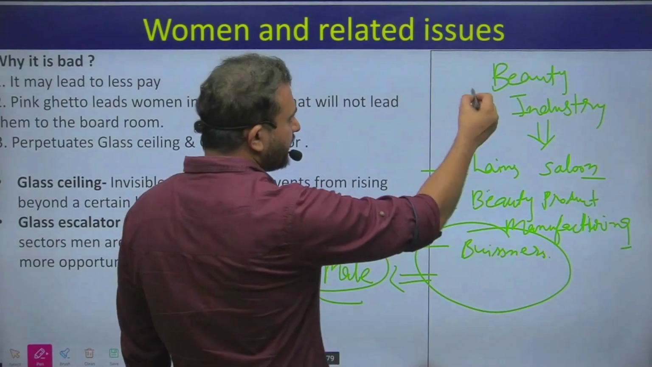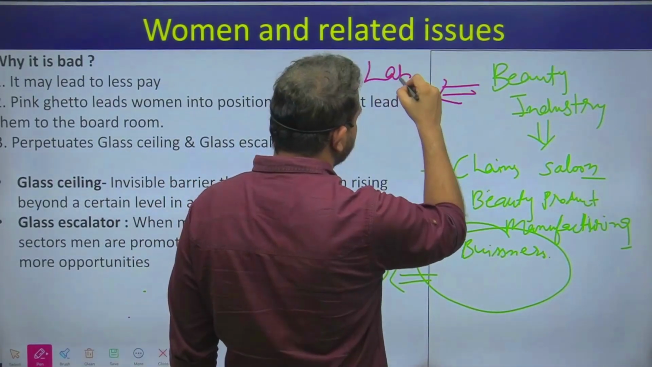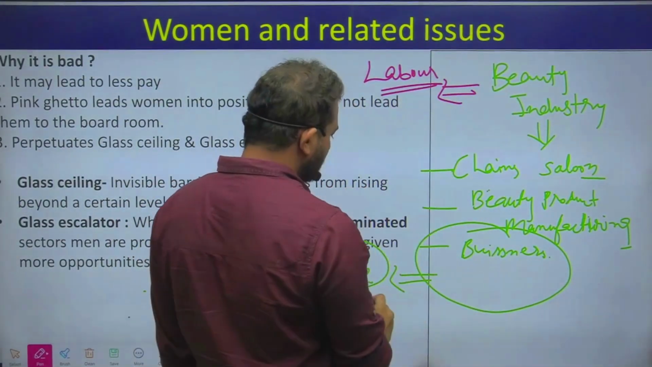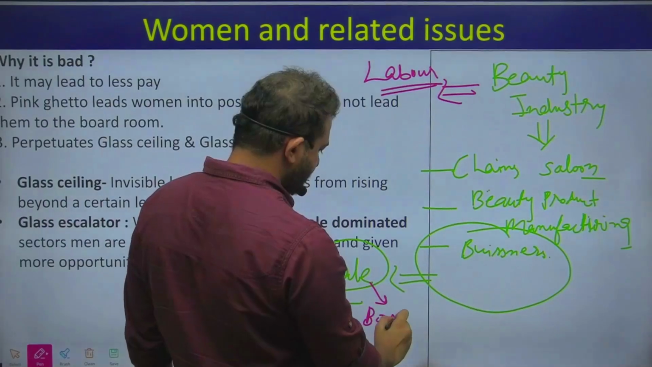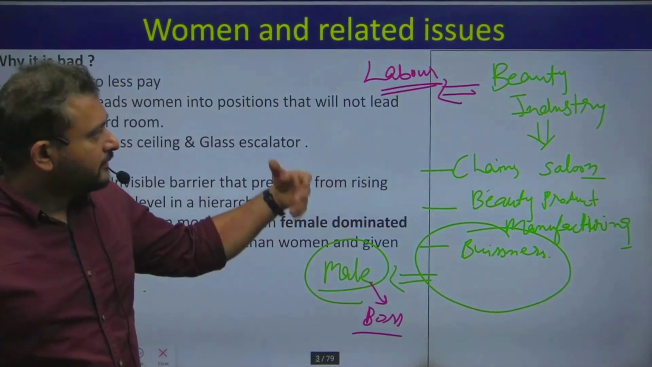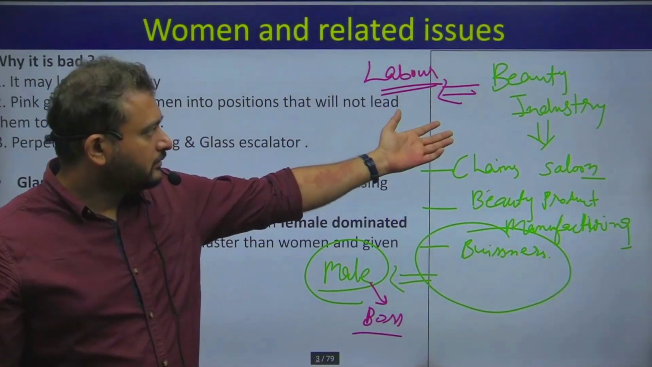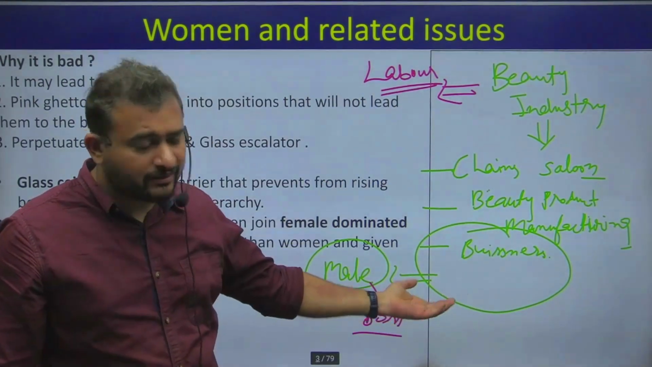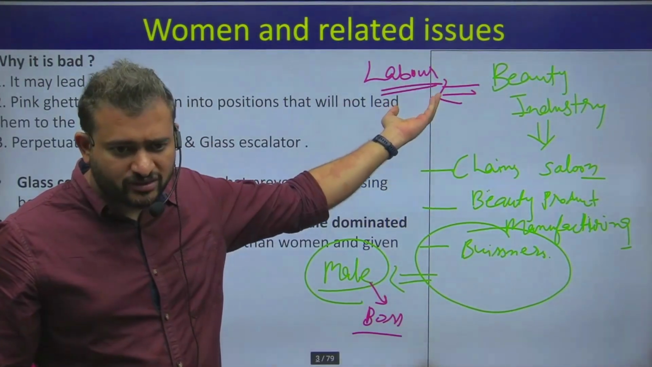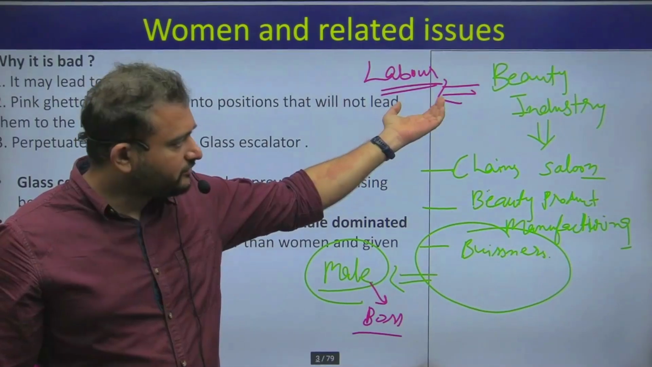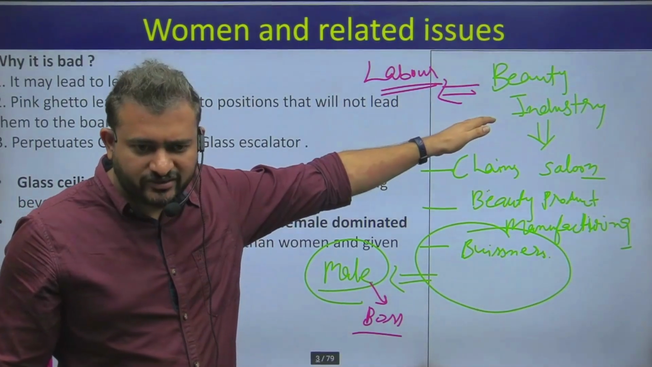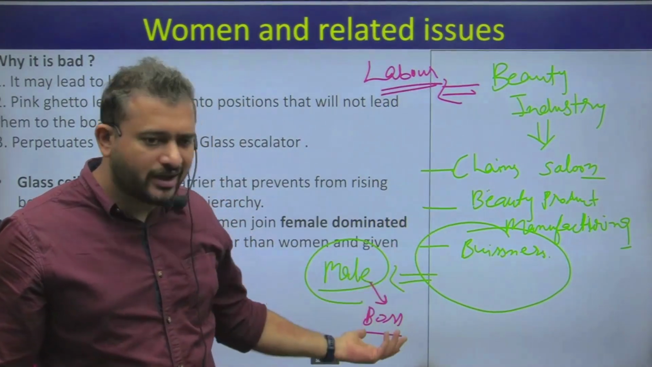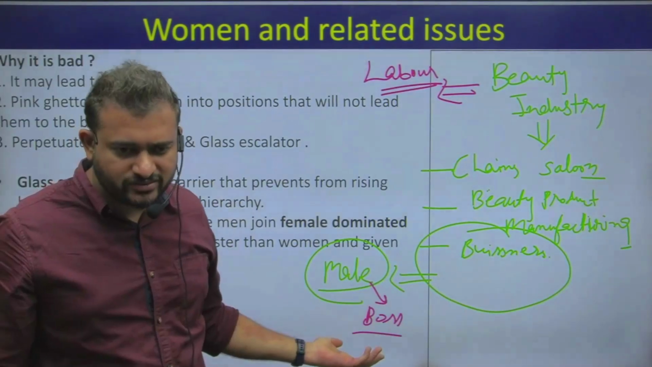women are working in the beauty industry like labor and not the boss. That particular industry is dominated by females, but not in administration or decision making, only in labor participation. Females are only working in that particular industry. It is not something that they are owning, that particular organization.